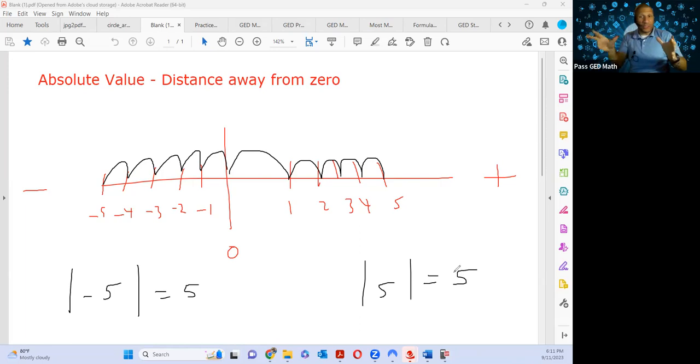So this is the computation part. This is the part most people work on with their students, but you have to understand.